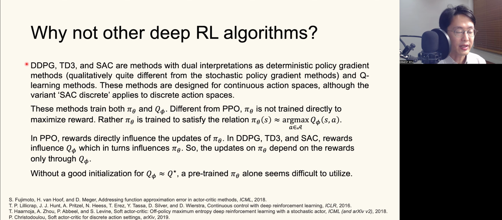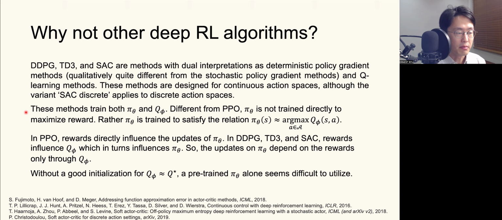DDPG, TD3, and SAC are a different family of methods. These are methods that have dual interpretations as a deterministic policy gradient method. These deterministic policy gradient methods are qualitatively quite different from the stochastic policy gradient methods, which is the policy gradient methods that we've seen so far. Also, these methods have the dual interpretation as a Q learning type method. These methods are designed for continuous action spaces, although there is a variant called SAC discrete, which applies to discrete action spaces. So one could imagine applying SAC discrete for the reinforcement learning of large language models.